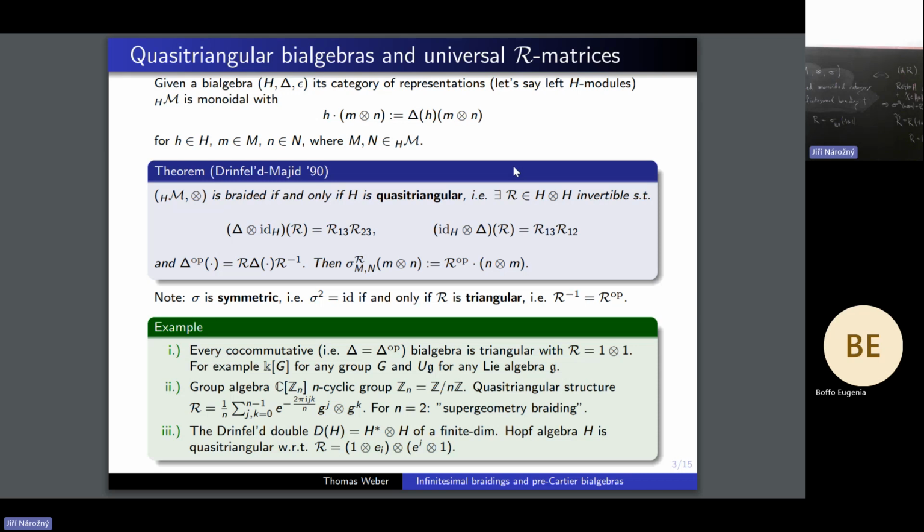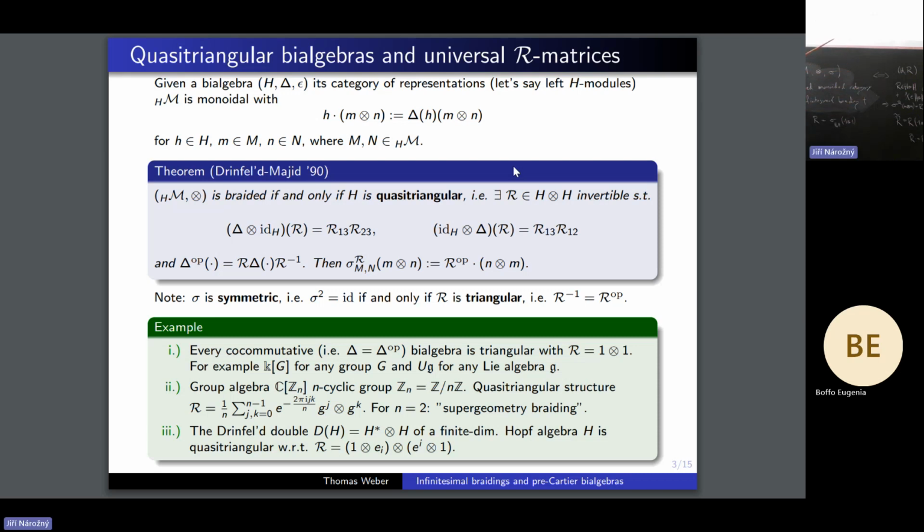Good, let's have a look at some basic examples. If you have cocommutativity, so if your coproduct is equal to the opposite coproduct, then you can take as your R-matrix simply 1 tensor 1. You can see that all of what's written here is automatically satisfied if delta equals delta op. And this happens if you look at your algebra as the group algebra of a group or the universal enveloping algebra of a Lie algebra. Then you can always choose this, and the braiding that you get will simply be the tensor flip. So this is like the classical situation.